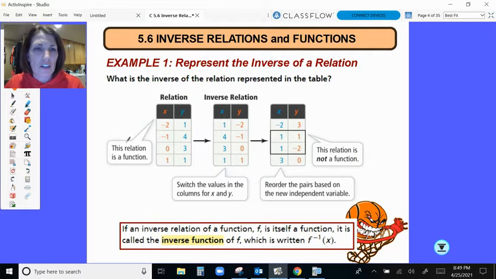So here's this represented here. Here's my relation. Here's my inverse relation. In here, this is a function because I don't have any values for x that double. This one is not because, again, my one value for x right here, I end up having two values for y. And then reorder the pairs based on the new independent variables. If the inverse relation is itself a function, then it's called an inverse function. And you write it like this, f of negative 1 of x. So that would be an inverse function.